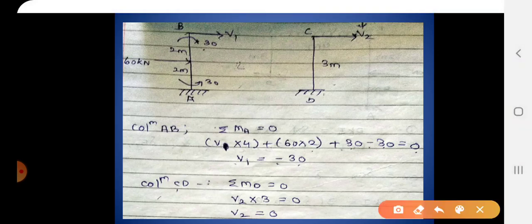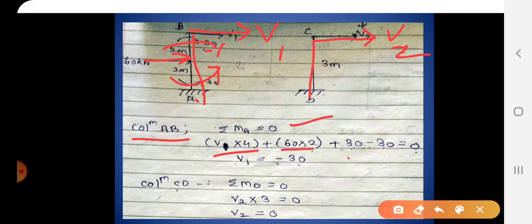Consider the free body diagram of column AB and column CD. One point load is there, and MFAB is minus 30 and MFBA is plus 30. I am considering reaction V1 at B and reaction V2 at C. So considering first column AB, summation MA equal to 0: V1 into 4 plus 60 into 2 plus these two moments, plus 30 minus 30 equal to 0. Therefore, V1 equal to minus 30.